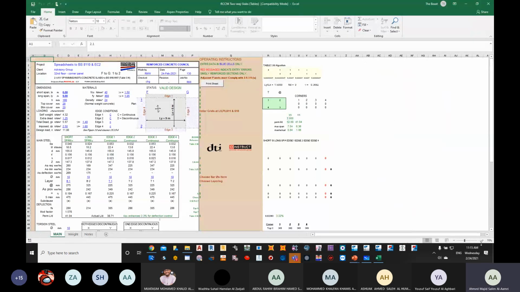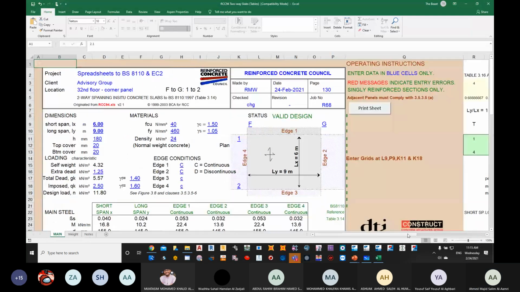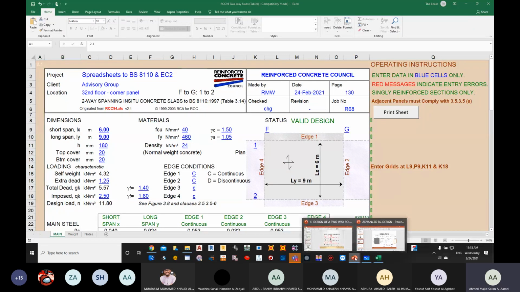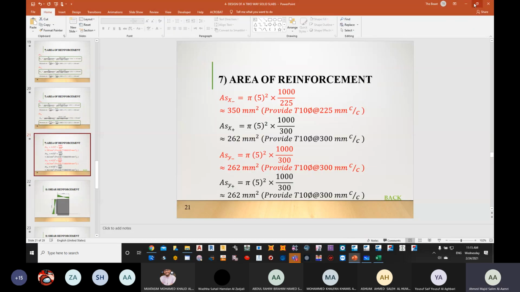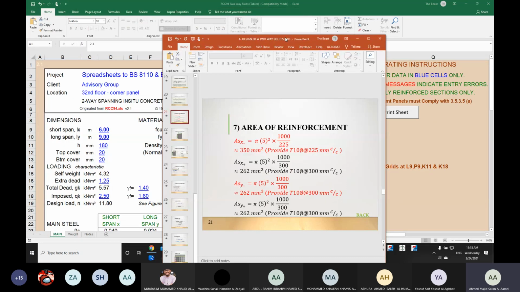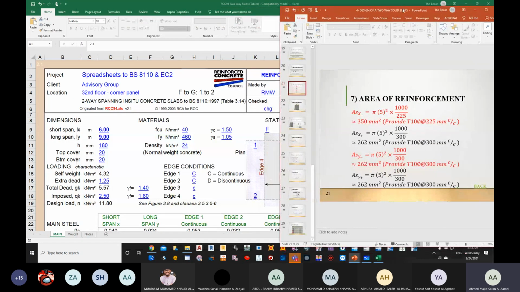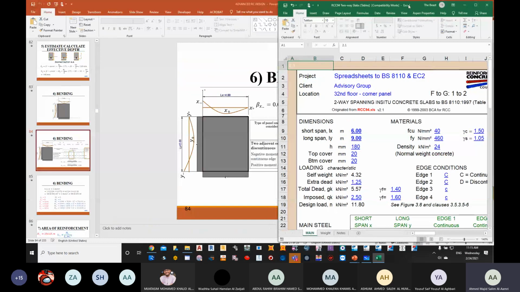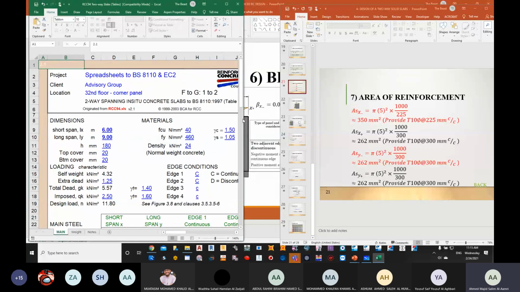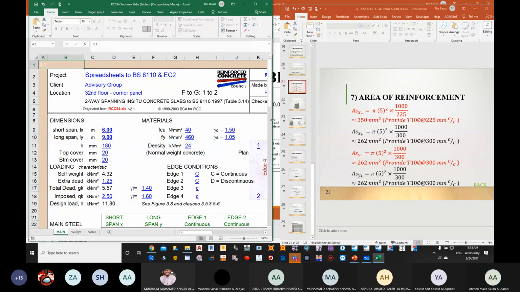So this is my Excel. We are going to input the values and we are going to check our solution whether it's correct or not. Just bring this one here for the meantime. Are you able to see both screens? Are you able to see both?